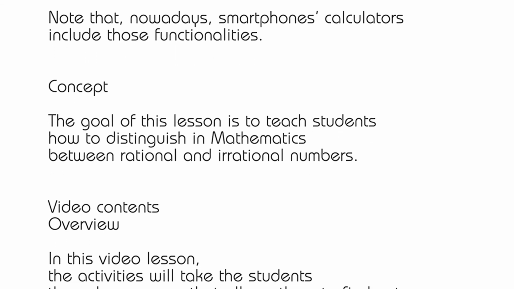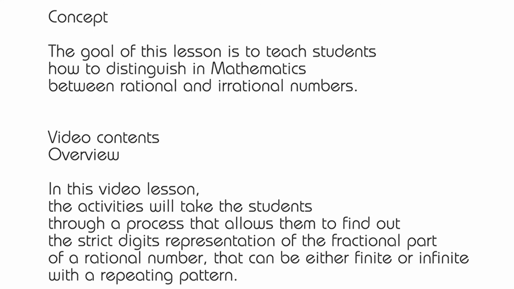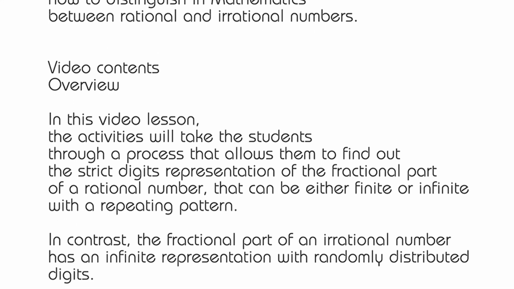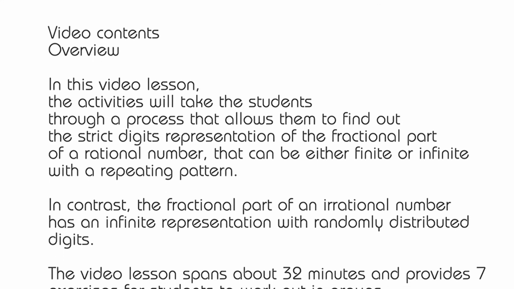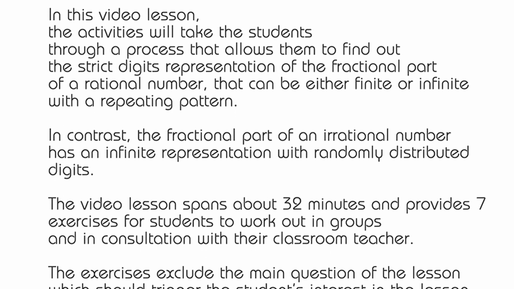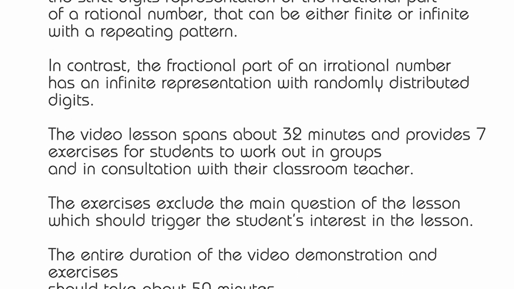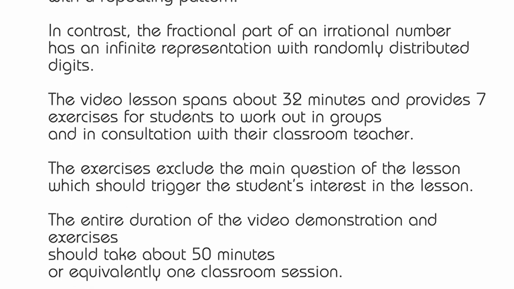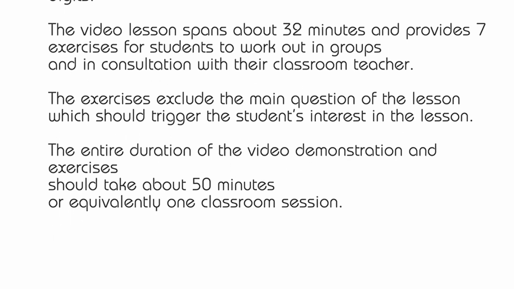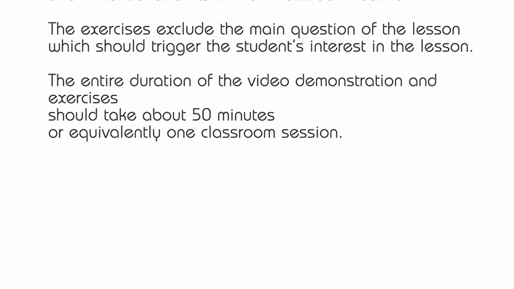Overview. In this video lesson, the activities will take the students through a process that allows them to find out the strict digits representation of the fractional part of a rational number that can be either finite or infinite with a repeating pattern. In contrast, the fractional part of an irrational number has an infinite representation with randomly distributed digits. The video lesson spans about 32 minutes and provides 7 exercises for students to work out in groups and in consultation with their classroom teachers. The exercises exclude the main question of the lesson, which should trigger the students' interest in the lesson. The entire duration of the video demonstration and exercises should take about 50 minutes or equivalently one classroom session.